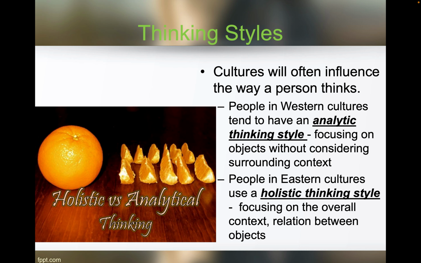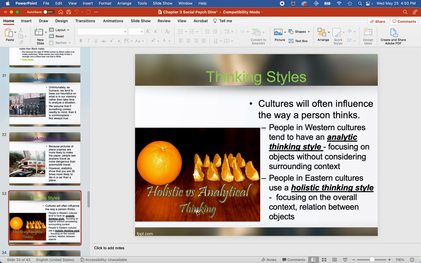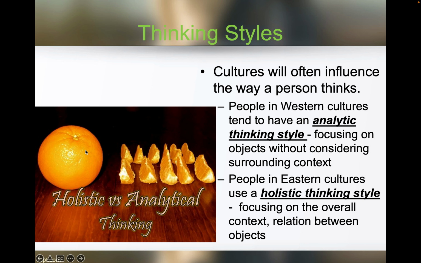Cultures will often influence the way a person thinks. People in Western cultures tend to have an analytic thinking style, focusing on objects without considering surrounding context. People in Eastern cultures use a holistic thinking style, focusing on the overall context and relation between the objects. Whoops, I don't have an arrow. Let me go back. And yeah, there we go. Okay, this is holistic thinking and this is analytical thinking.